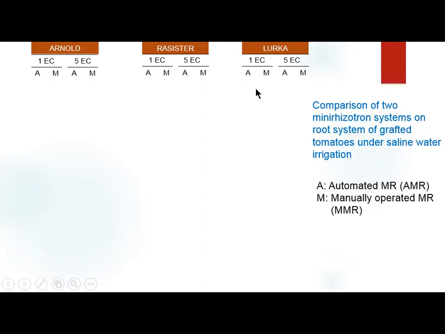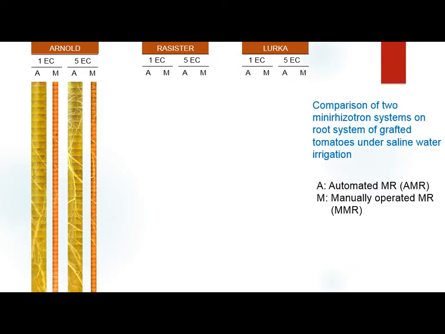Lurca grafted on Arnold, Lurca grafted on Resistor, and Lurca grafted on Lurca. So all three grafted tomatoes were irrigated with two irrigation water qualities: non-saline and saline irrigation, with electrical conductivities of 1 dS/m and 5 dS/m. All the treatments were captured with two cameras, two AMR systems. The A represents the AMR system and M represents the MMR system.